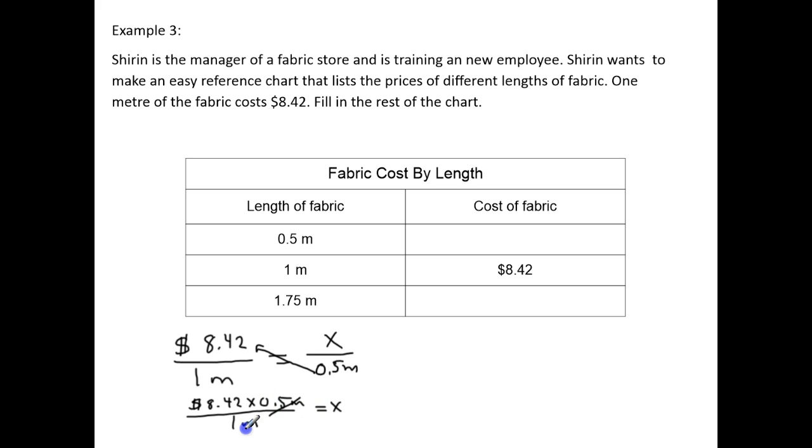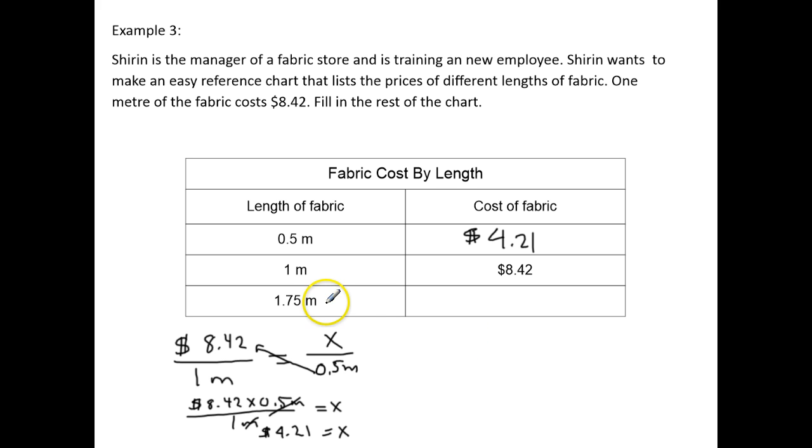Notice the units of meters cancel, and we multiply $8.42 by 0.5. As we said, we come up with exactly half. So the cost for half a meter is $4.21. Now, we could have done that probably in our heads, but now we have 1 3/4 meters, or 1.75 meters. This one's a little more difficult to do in our heads.